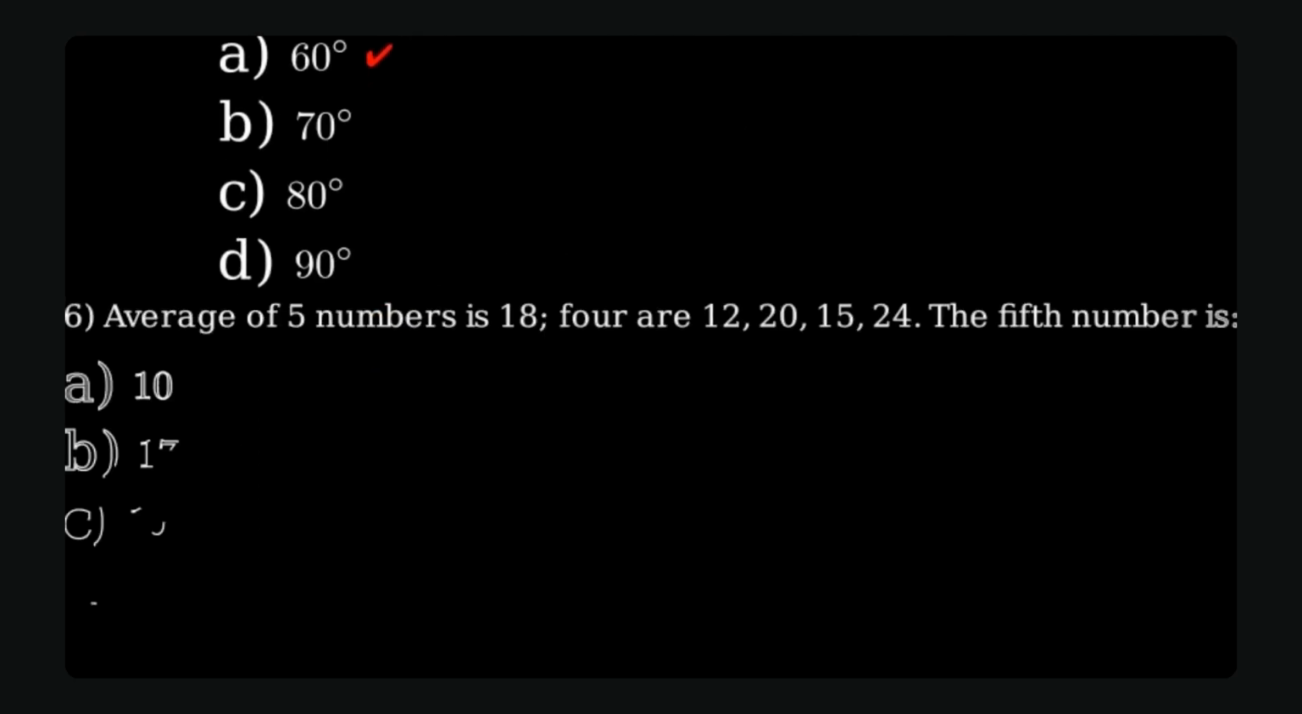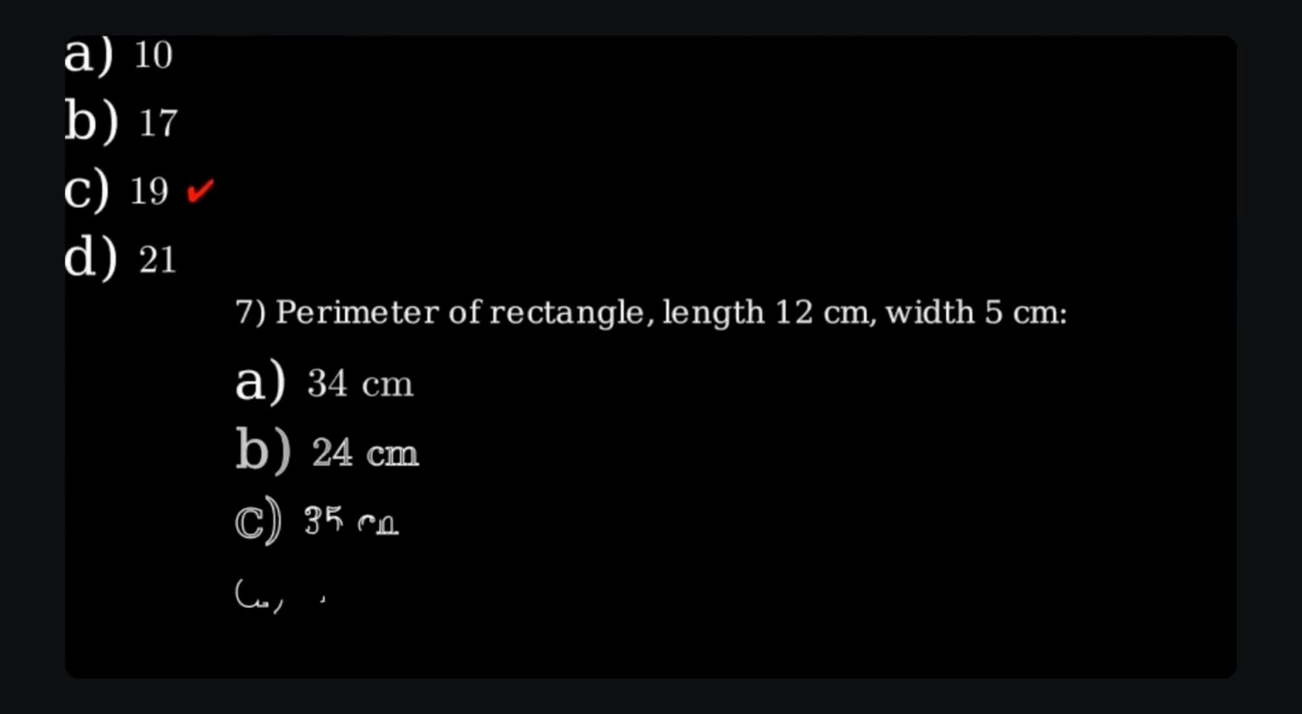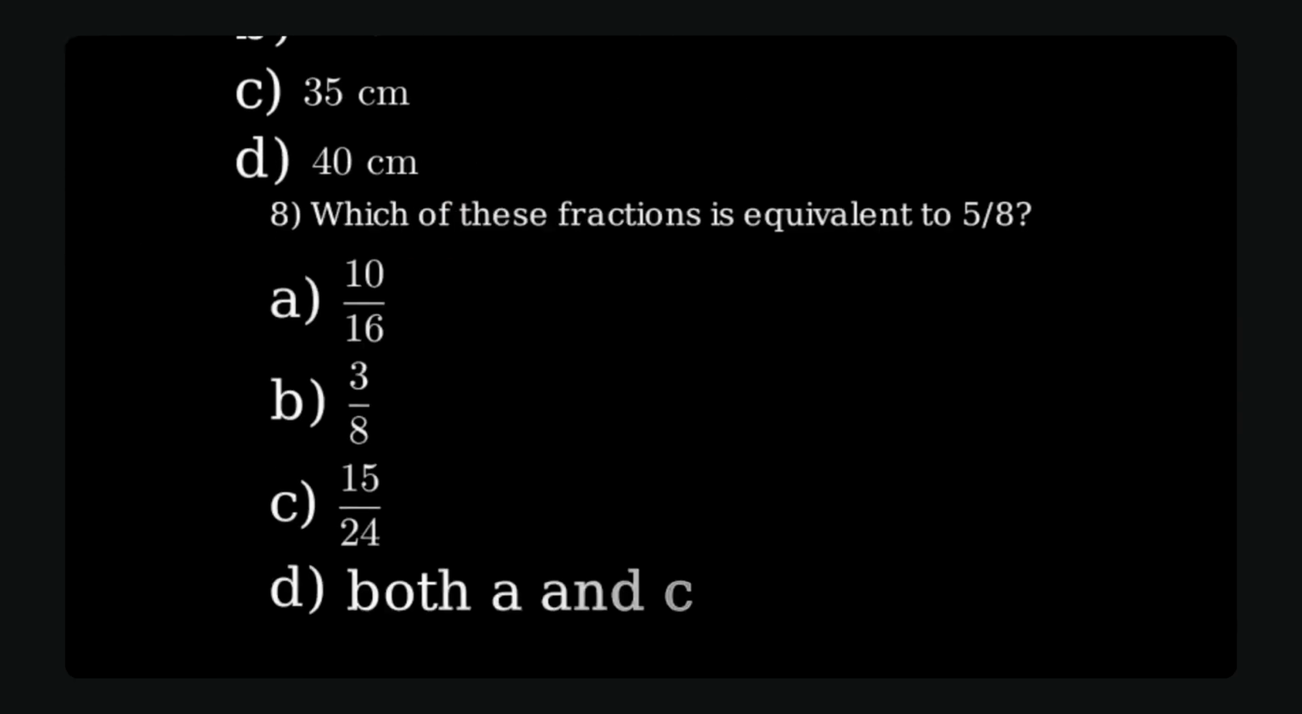Question 6. The average of 5 numbers is 18. 4 of them are 12, 20, 15, and 24. The fifth number is 19. Question 7. What is the perimeter of a rectangle of length 12 centimeters and width 5 centimeters? The correct choice is 34 centimeters. Question 8. Which fractions are equivalent to 5/8? The correct choice is both A and C.